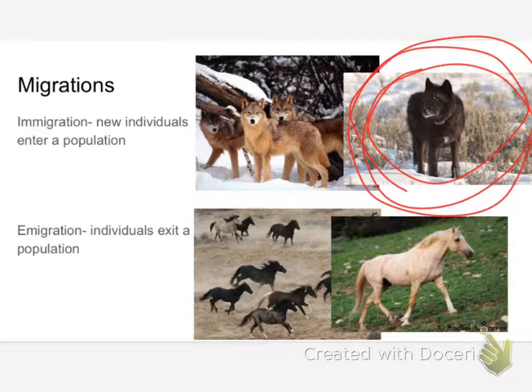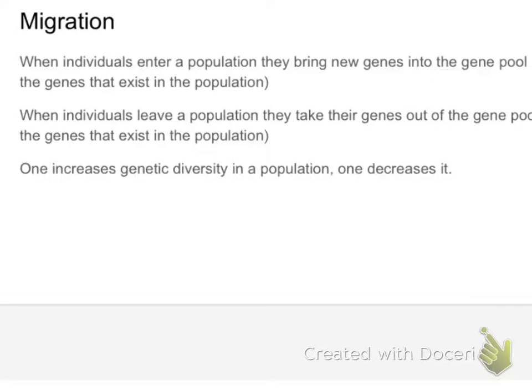That's emigration. So what does emigration do? It takes genes and moves them around. When individuals enter a population, they bring new genes into the gene pool. The gene pool is all the genes that exist. And when they leave, they take their genes and go home. Taking my genes and I'm going home.